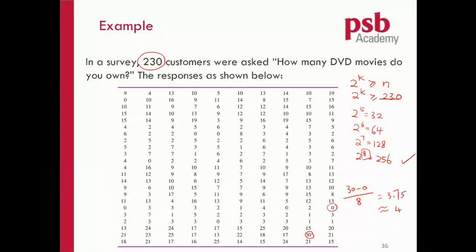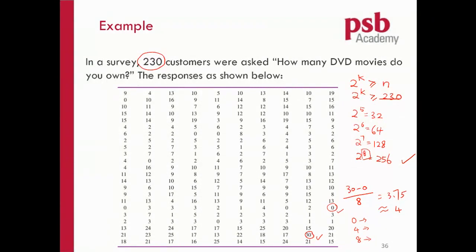Then the class width is 4. Then you look at the data: the smallest is 0, the biggest is 30. So of course we're going to start with 0, right? We are not going to start with negative because it's the number of DVDs you have. So the smallest class will be 0. 4 means the next class will start from 4, and the next class will start from another 4.